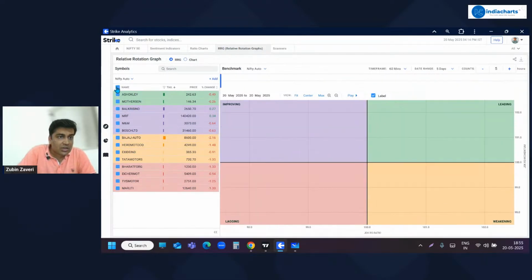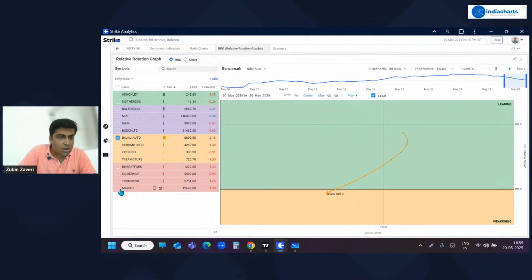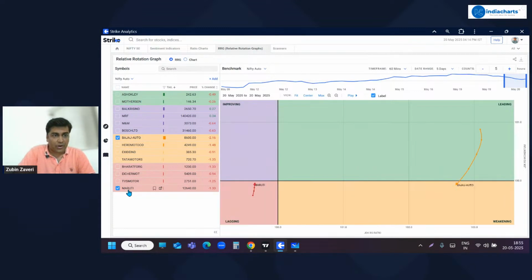So I'll deselect all. Bajaj Auto we found, and where is Maruti? So Maruti is in the lagging quadrant. Bajaj Auto is in the weakening quadrant. So you can see that currently the momentum of Bajaj Auto is coming down. Sorry, not the momentum of Bajaj Auto, the momentum of the relative strength vis-a-vis the auto index.